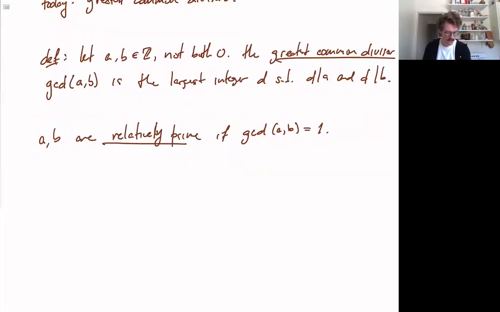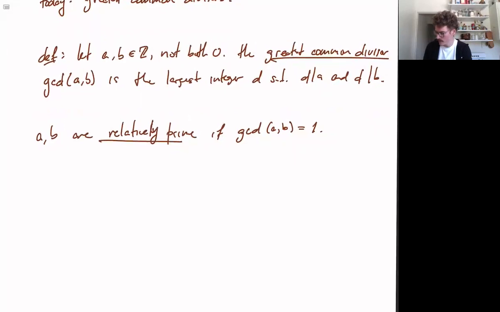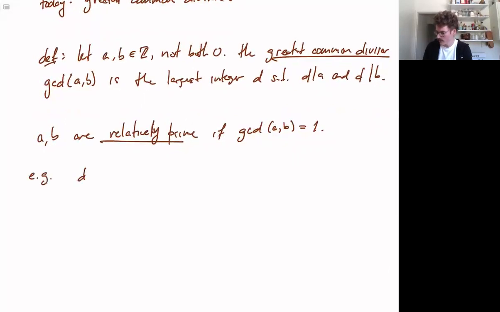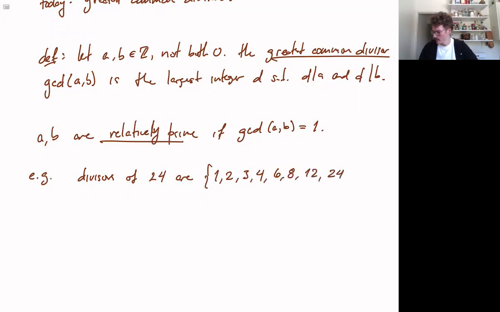So let's just pick two numbers and write down some divisors. The divisors of 24, what are they? Well, I've prepared a list, so we don't need to think about it too much: 1, 2, 3, 4, 6, 8, 12, and 24. So I guess this should be 2 times 2 times 2 times 3, and these are all the combinations you can make of those factors.